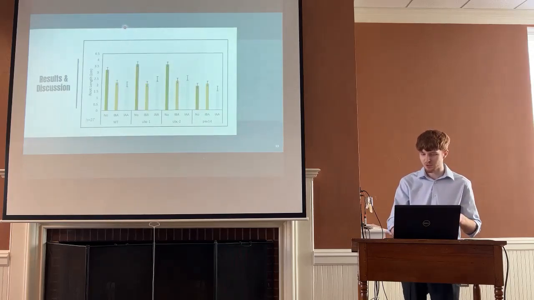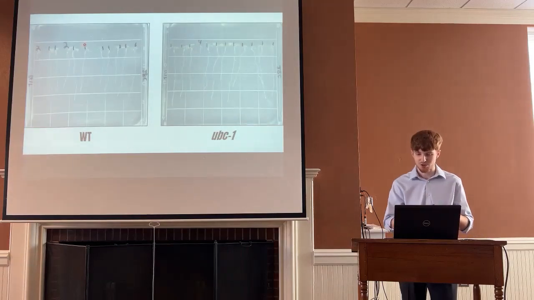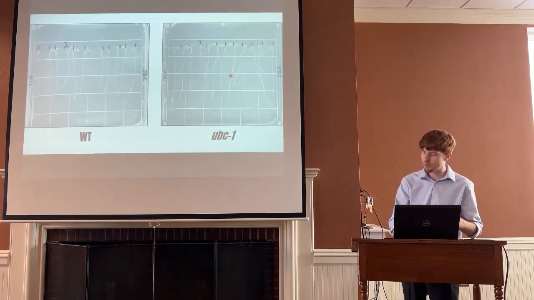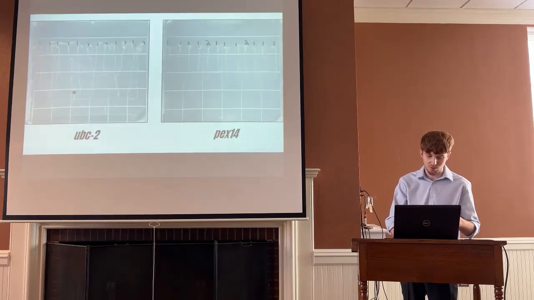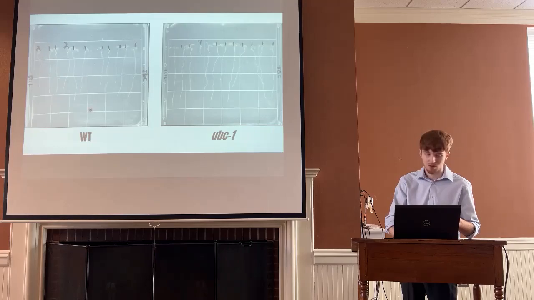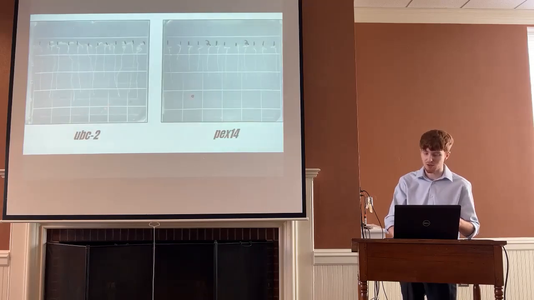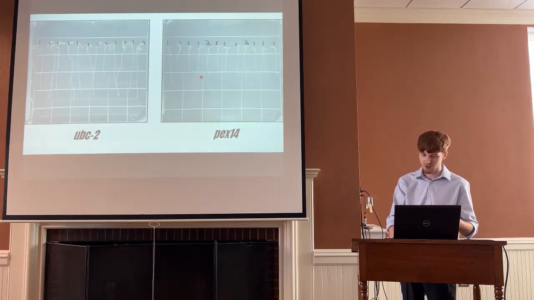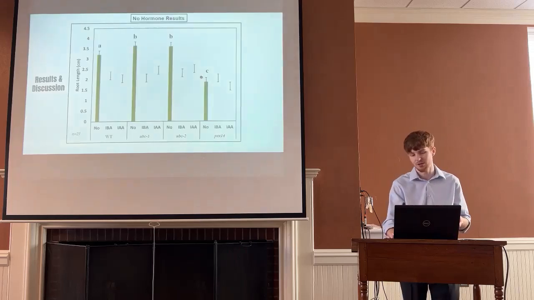So this graph is basically just an overall view of what my results look like, and we'll go more into depth here in a second. These pictures represent the different genotypes grown on no hormone, and this highlights how the mutants' root lengths do appear to be longer than the wild type root lengths. This is the same for the second mutant also, how it appears longer than the wild type's root lengths, and then also how PEX14 has the shortest root length, which was also supported by the preliminary data.